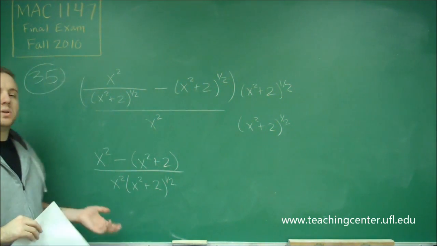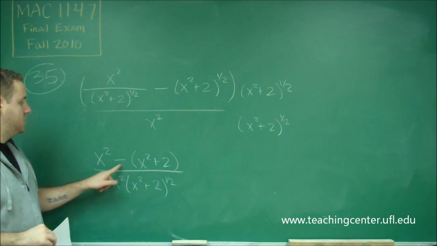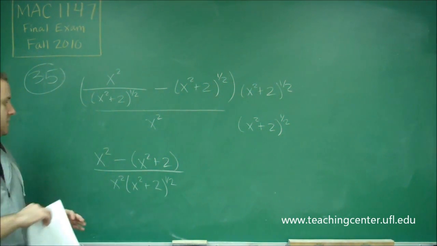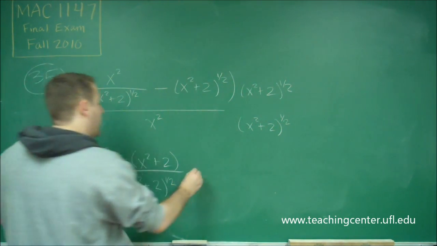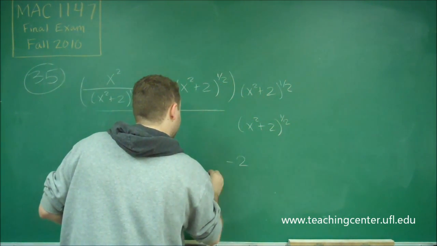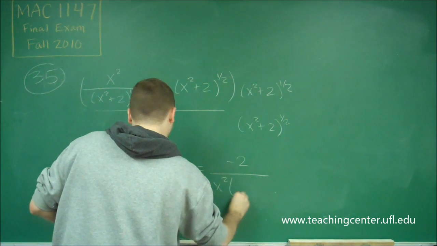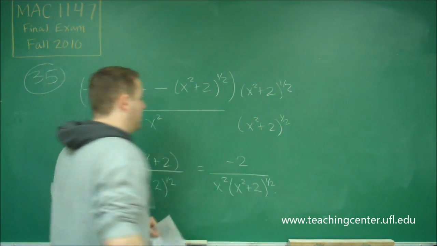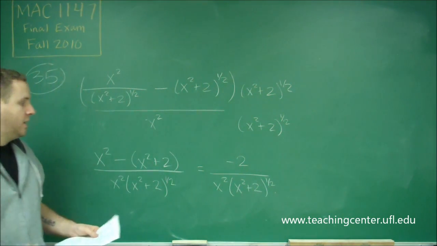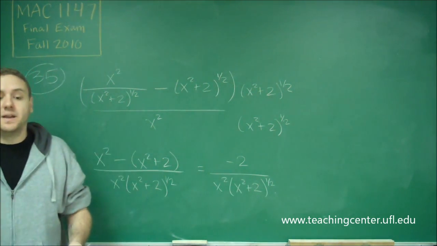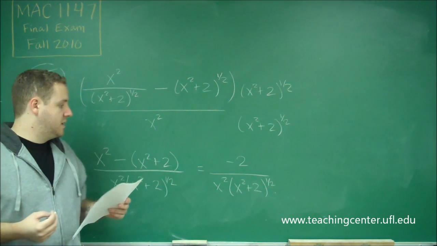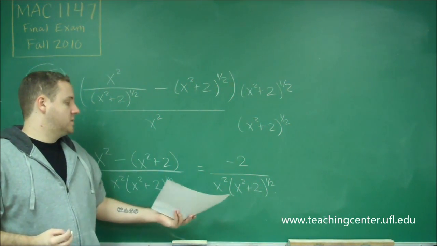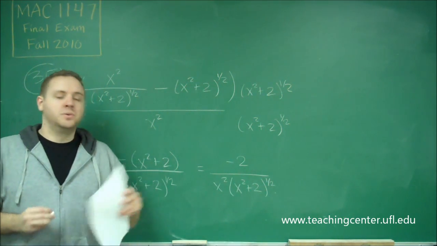So finally, we can do a little bit of simplification with the top, because if we distribute this negative sign, we're going to get x squared minus x squared, which cancels out. So all we'd be left with on the top is negative 2. And we still have everything left in the bottom because none of that canceled out. And now this is as simplified as we can get it. So if you look at your answer key, that would be answer choice B. Negative 2 over x squared times x squared plus 2 to the 1/2 power.